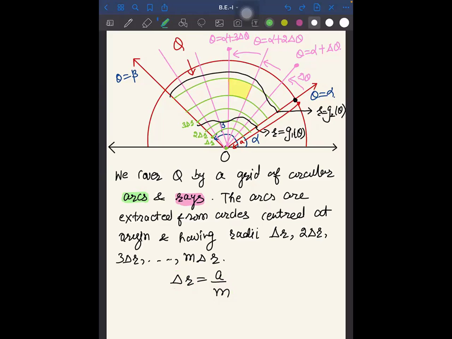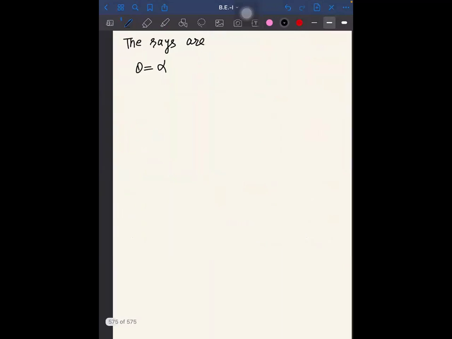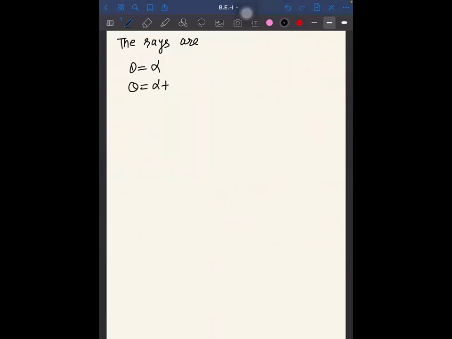So similarly, the same kind of relationship can be told about angles as well. How? So now the rays are: the starting ray was theta is equal to alpha, right? And another ray is what? Alpha plus delta theta. And the third was alpha plus 2 delta theta. So let's say if we keep on doing like this, we can reach somewhere alpha plus m dash times delta theta, right?